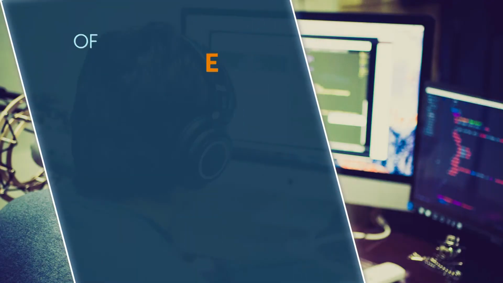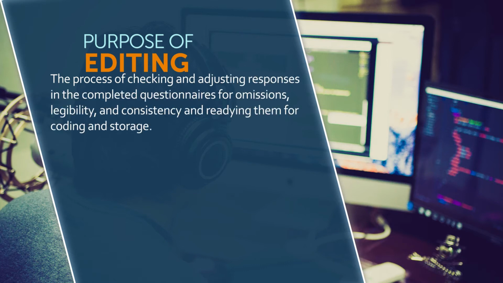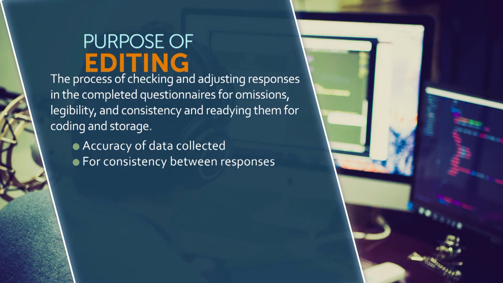If we start with the purpose of editing, it is the process of checking and adjusting responses in the completed questionnaires for omission, legibility and consistency, and readying them for coding and storage. This is one of the important purposes of editing. If you go deeper into the purpose of editing, you will find accuracy of the data collected. Whatever data we have collected needs to be accurate. For consistency between responses, there must be synchronization, and there must be homogeneity between the responses given by the respondents, and uniformity.